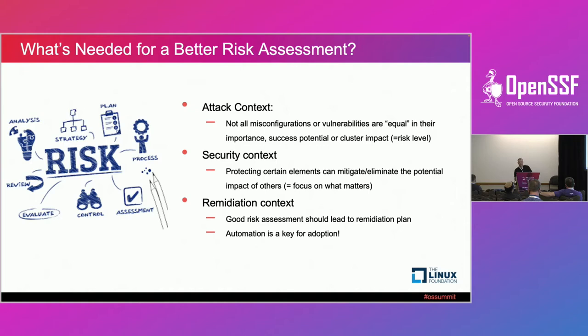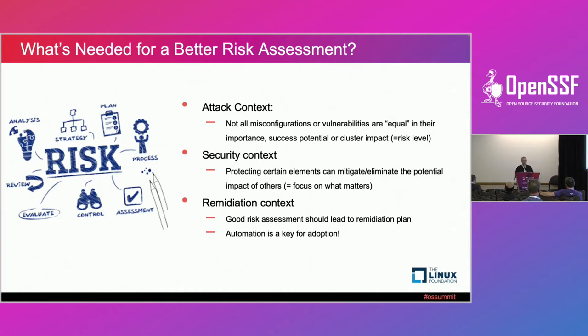One of the challenges that I personally find with the CIS benchmark is the fact that not all misconfigurations or not all vulnerabilities are born equal, right? None of them are equal. Some are more important, some are less important. Some have bigger success or bigger impact, some have smaller impact. And we need to factor in what the real risk is.